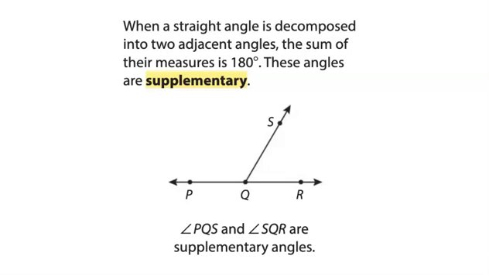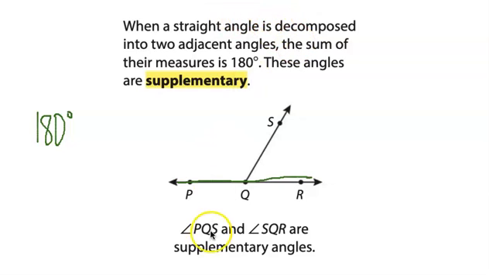Hey guys, so today we're going to be working on supplementary angles. On Thursday we worked on complementary angles, which added up to 90 degrees, but supplementary angles add up to 180 degrees. So the definition says, when a straight angle, so this here is the straight angle, just this line down here, is decomposed or broken into two adjacent angles, the sum of their measures is 180 degrees.